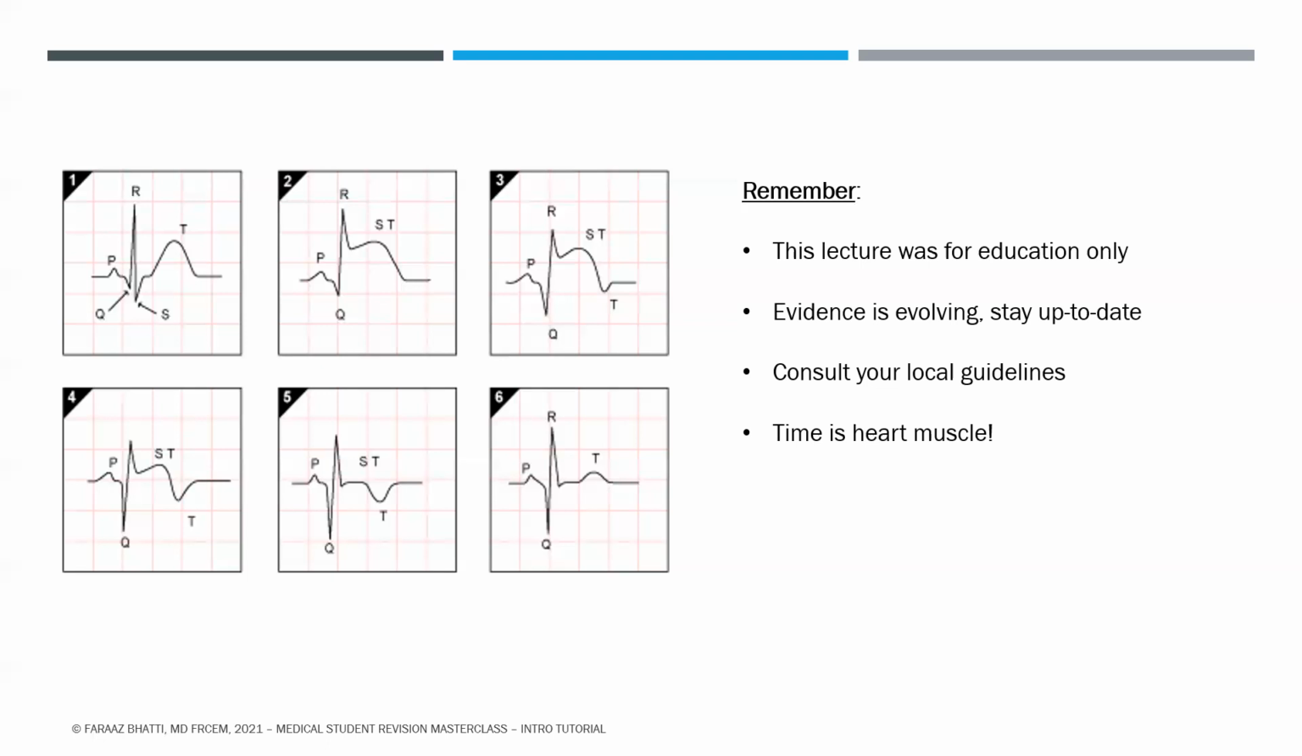Other cardiac markers include myoglobin, which has poor specificity, and CKMB, which is not as sensitive or specific as troponin.